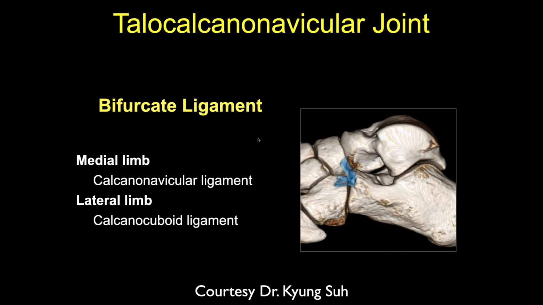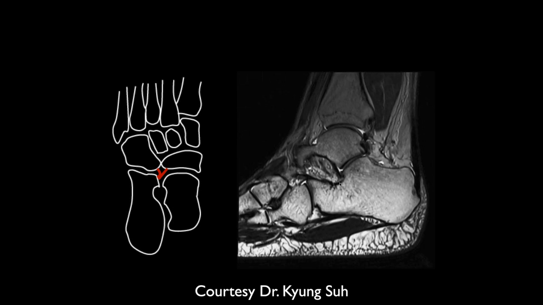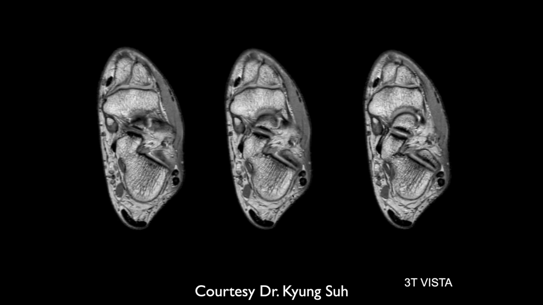Okay. So here's the tibiocalcaneal joint, right in here. Here's the anterior process of the calcaneus, the navicular, and the cuboid right in through here. And it's also called the bifurcate ligament. It has a medial limb, which is called the calcaneonavicular ligament, and the lateral limb, which is the calcaneocuboid ligament, right through here, in that location. And here's what it looks like on the sagittal images. Here you can see the calcaneocuboid and the calcaneonavicular ligaments in that Y-shaped configuration.